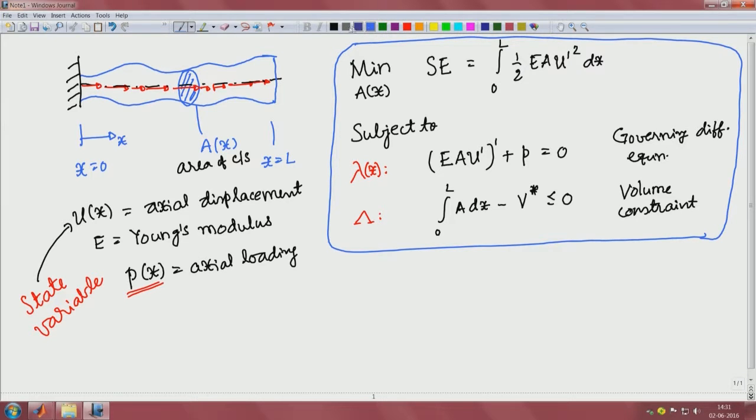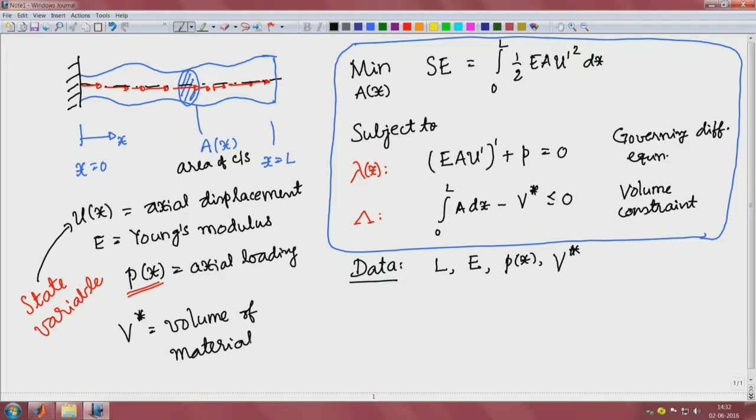We should not forget actually to write the data for the problem. So, we are given the length of the bar, we are given the Young's modulus of the material of the bar, we are given the loading p of x, and we have specified an upper bound on the volume of material. So, V star here is the volume of material. Okay. So, this actually completes our problem, otherwise we do not know what is given and what is to be found. We are given the length of the bar, Young's modulus, load p of x and V star.